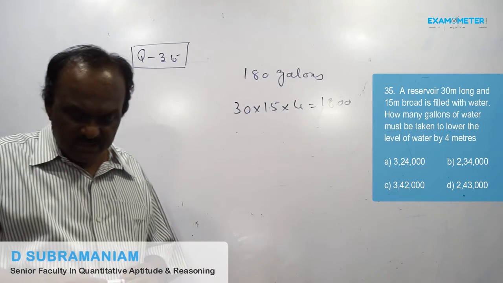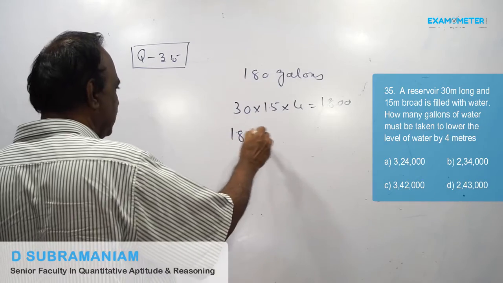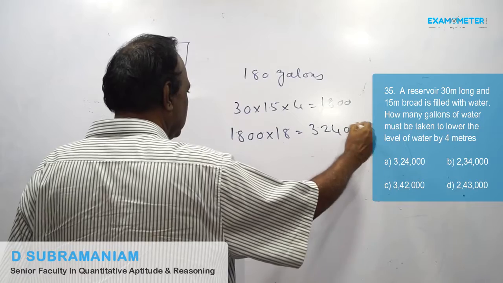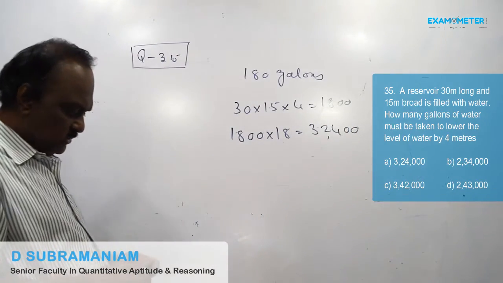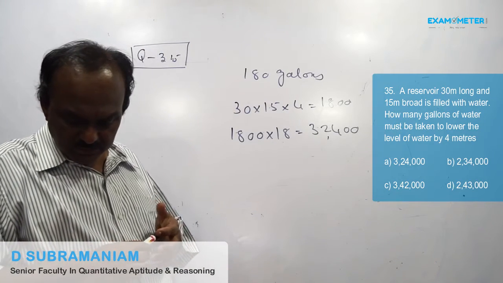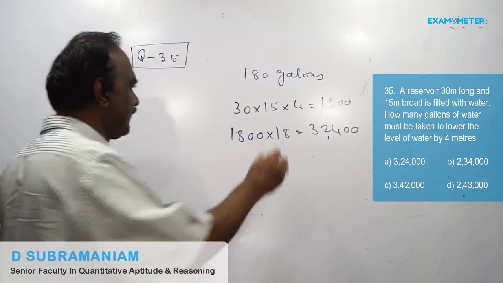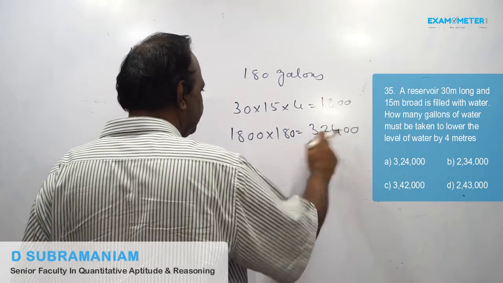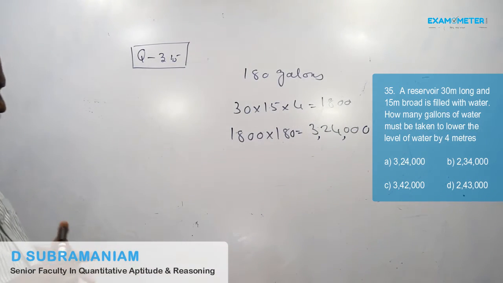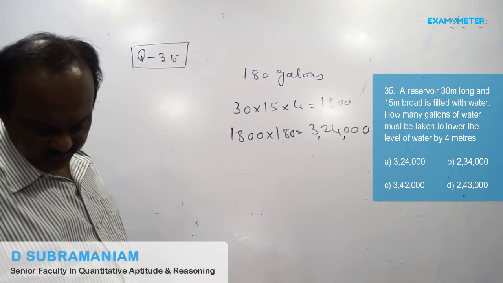So number of gallons taken out: 18 into 18, 324. Add 2 zeros. So much water has been taken out. Three lakhs 24,000, that is 3,24,000. So the answer is A.